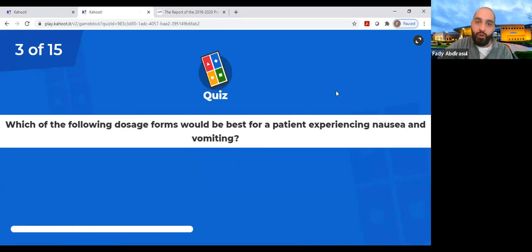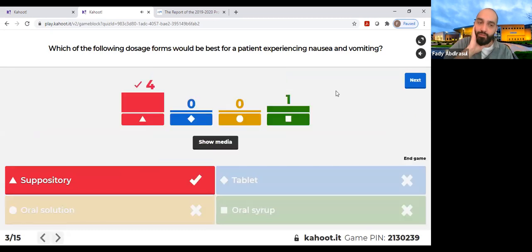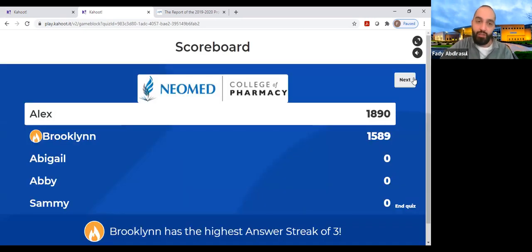Which of the following dosage forms would be best for a patient experiencing nausea and vomiting? Good, most people want a suppository. Excellent. Yes, remember, we would prefer not to give a patient a tablet or oral solution or oral syrup because they might just throw it right back up. So you'd want to go with another dosage form that doesn't have to go through the stomach. So excellent. Brooklyn took the lead.